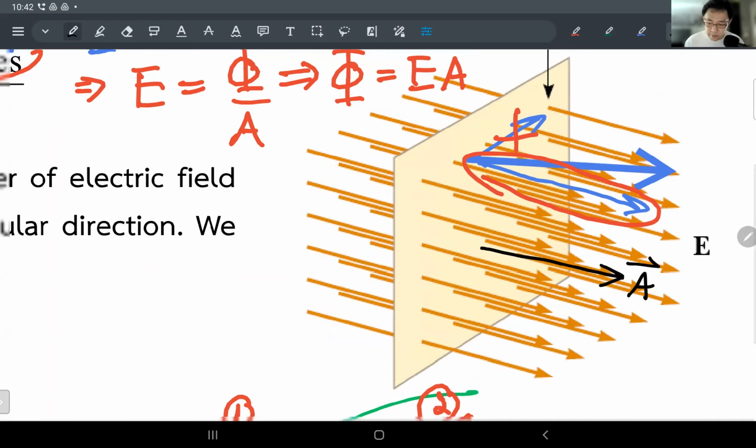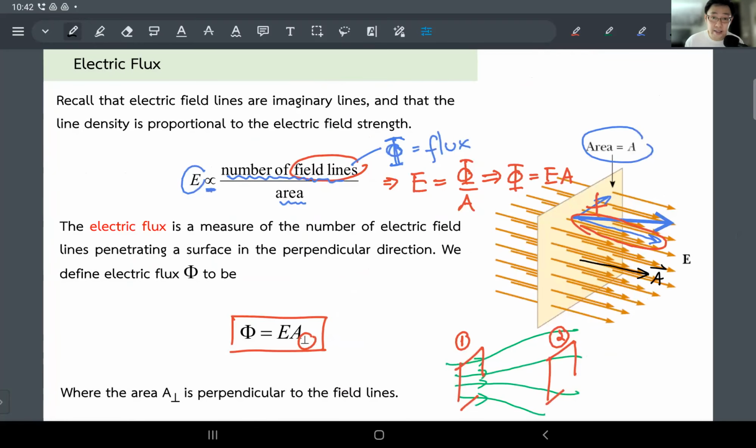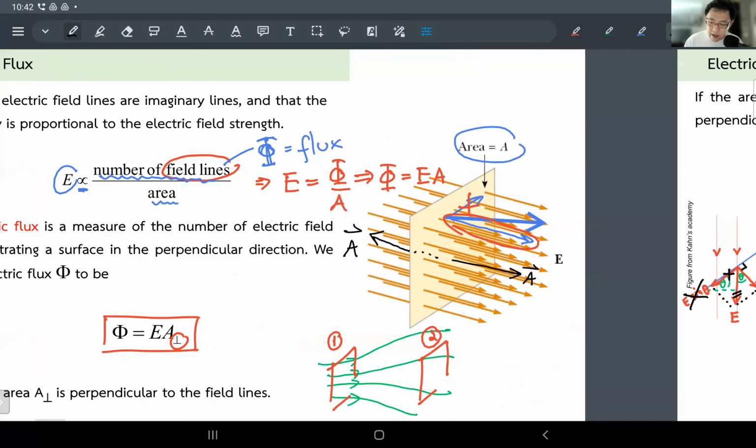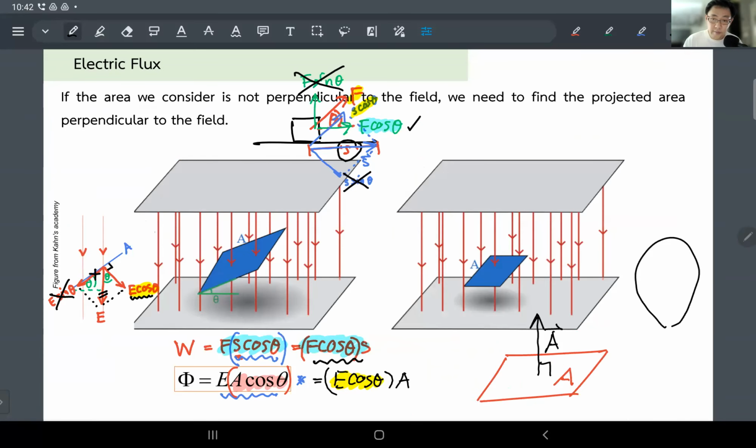But there's one more problem left. Bajan, you have two sides. Why don't you draw that A backward? There are two sides of a paper. Which direction do you want to pick? You want to go this direction or that direction? Don't worry, because in the theory to come, the surface eventually will be a closed surface. When I say closed surface, think of a balloon. If you have a balloon, the surface is closed. We will define the outward direction to be your area vector.